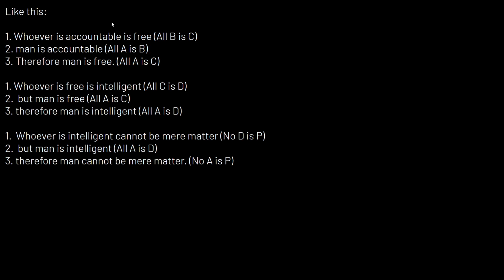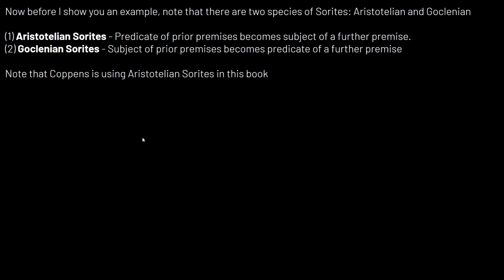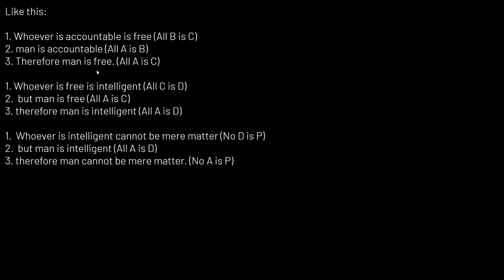For example, it goes like this: whoever is accountable is free, that is all B is C. Man is accountable, all A is B. That is a first figure syllogism, namely Barbara. First figure is the most valid. Therefore, man is free. And that conclusion, that therefore man is free, is the intermediate conclusion that is omitted. That's why you don't see "therefore man is free" in this original sorites. It's because the intermediate conclusions are not there. But when you break it down, you're able to get that intermediate conclusion, that therefore man is free.